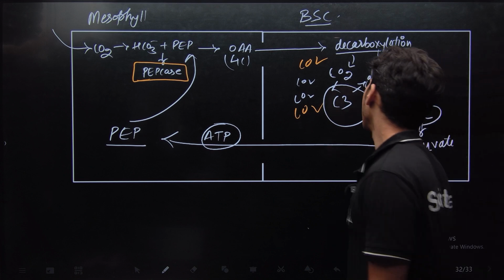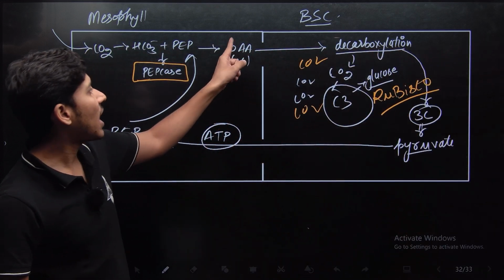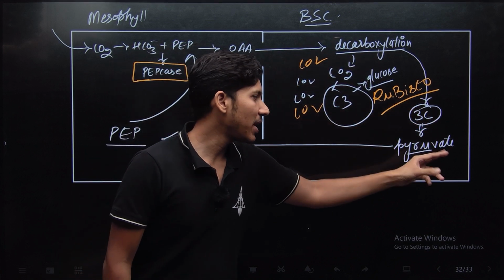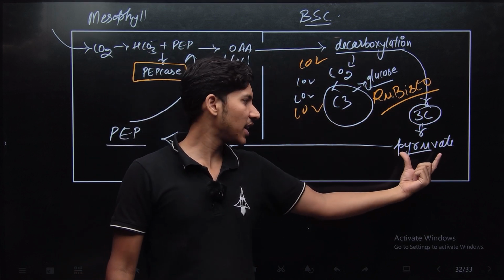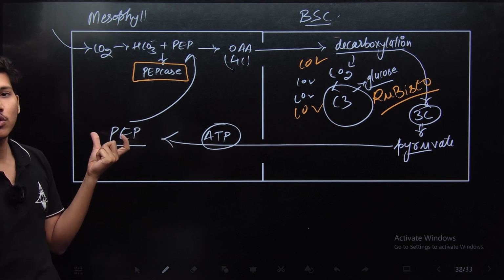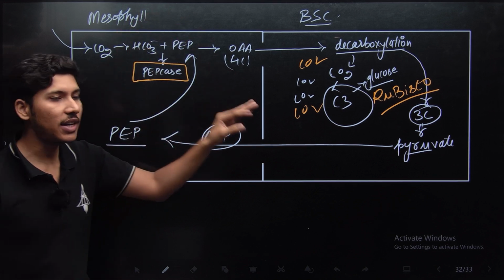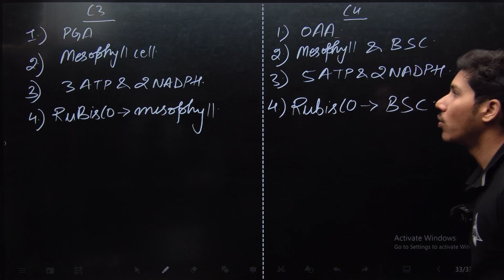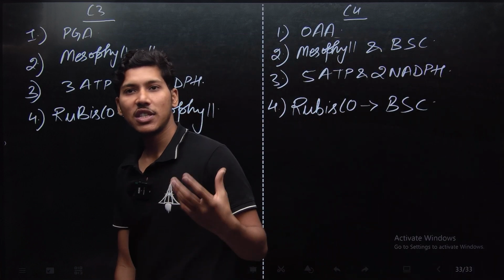Okay, the remaining thing after oxaloacetic acid decarboxylates here is pyruvate. This pyruvate will again regenerate into phosphoenol pyruvate, and then this cycle will be continued again and again. Okay, now let's compare the C3 cycle with the C4 cycle.